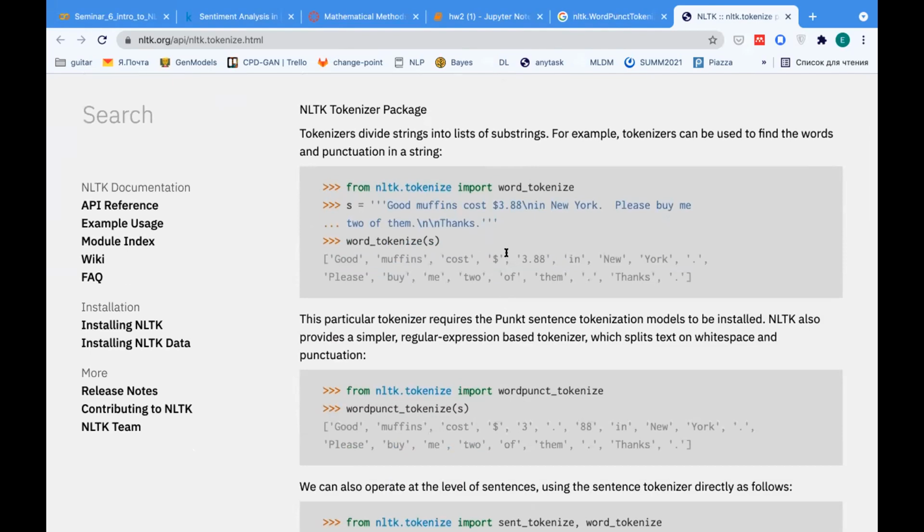So we have this text, and if you process it, we can have it like this.